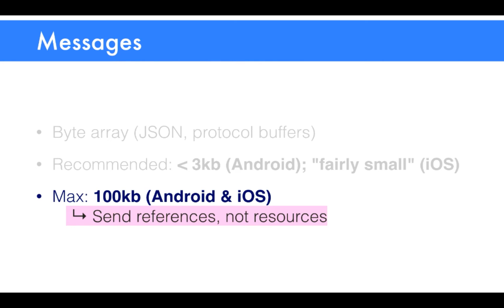One of the takeaways from this should be that 100 kilobytes is probably too small to be sending images around, and 3 kilobytes, the recommended size, is definitely too small to be sending images around. So one of the guidelines you should adhere to is sending references around rather than resources directly. So I might send a URL to an image to another device and have the other device fetch the image from that URL. You shouldn't be trying to pass around the images themselves.